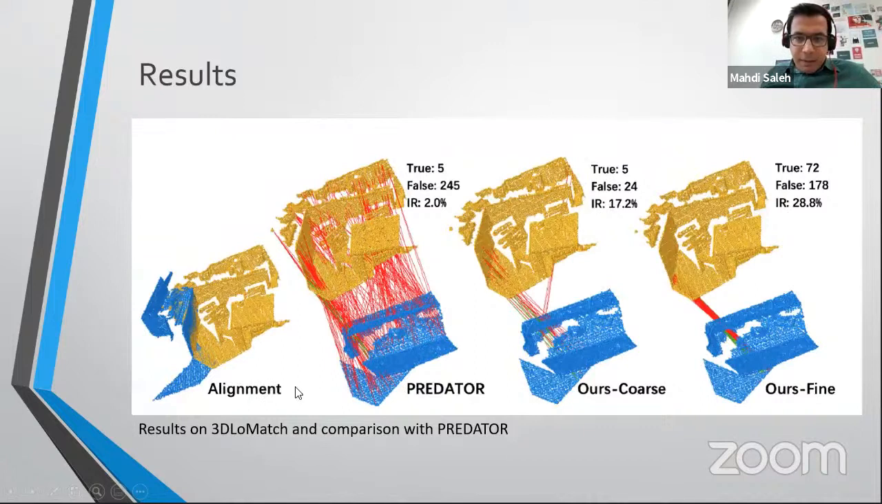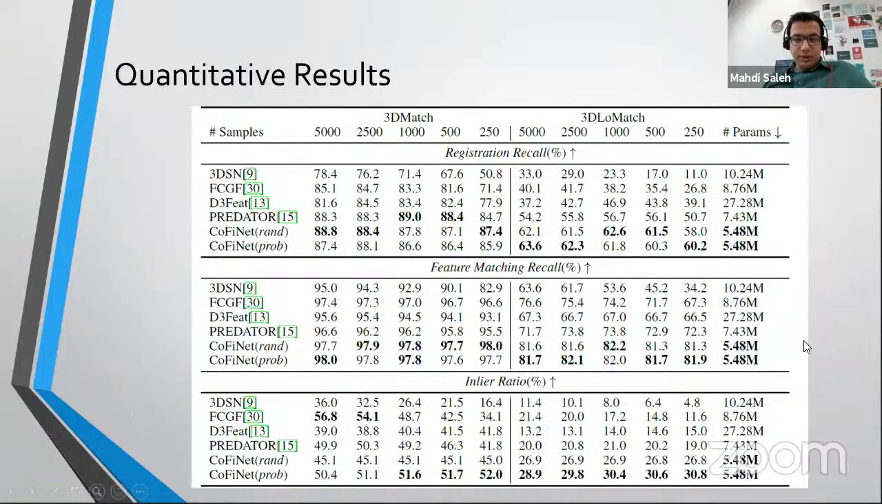This is what you have with the previous methods, which are also based on attention and transformers. And these are our results with coarse level matching, and these are our results with fine level matching. As you can see, we have a very high inlier ratio compared to the previous methods. And these are our quantitative results compared to the state of the art. On 3DLoMatch, which is a very low-overlap dataset, we get very good results, and we have very good inlier ratios.